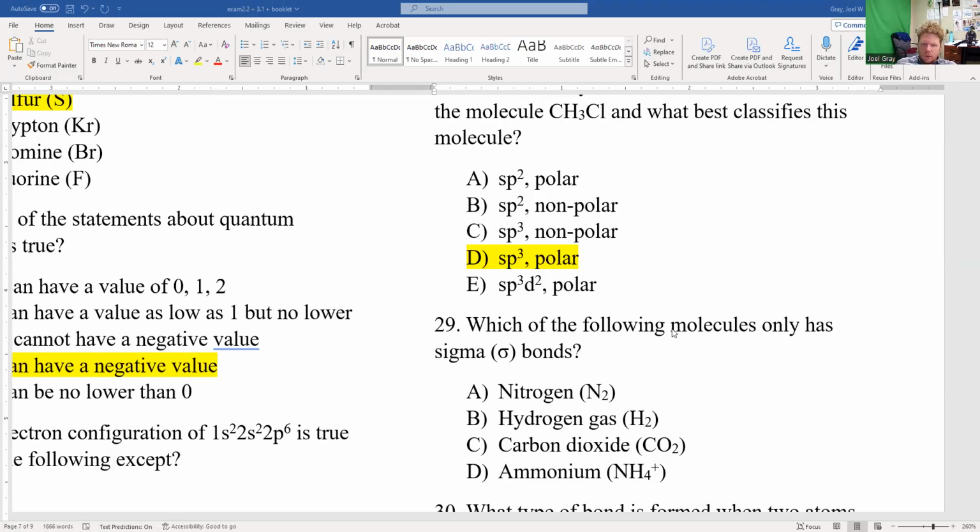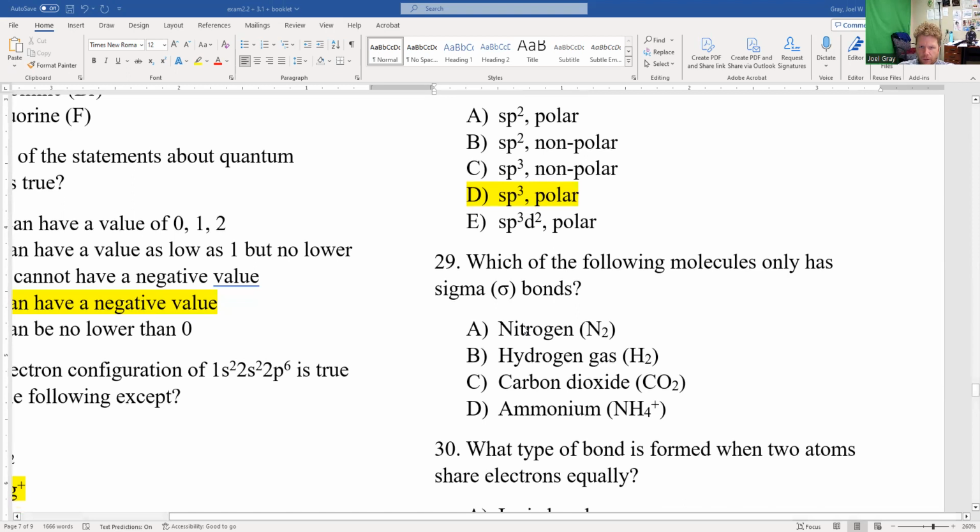All right, so question number 29 reads, which of the following molecules only has sigma bonds? So what is something of these options that only has a single bond? And we are left with N2, H2, CO2, and NH4.